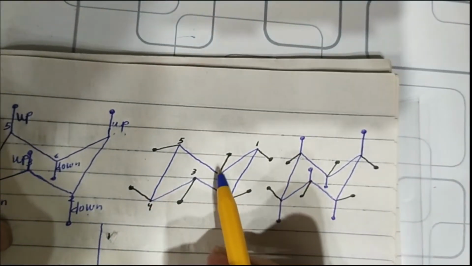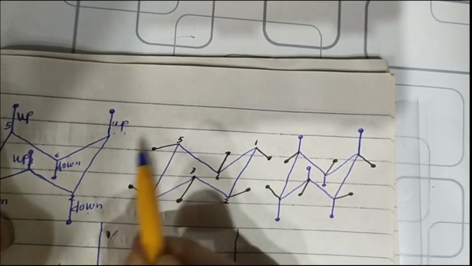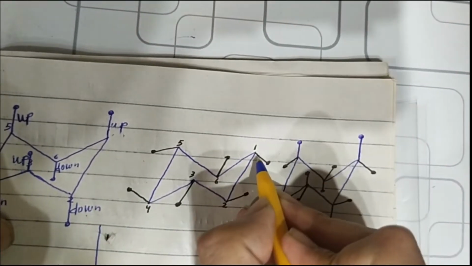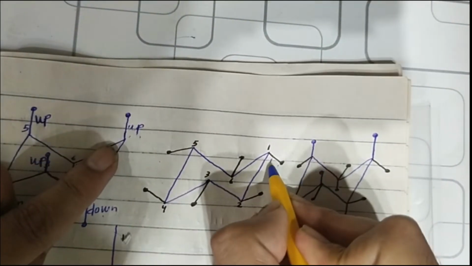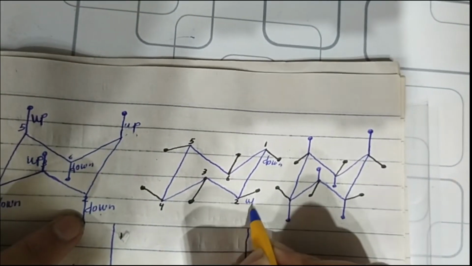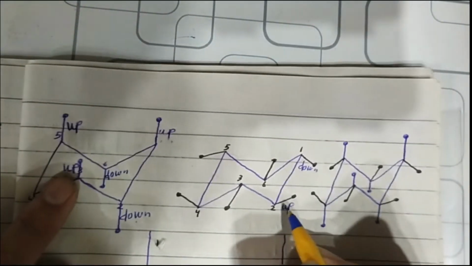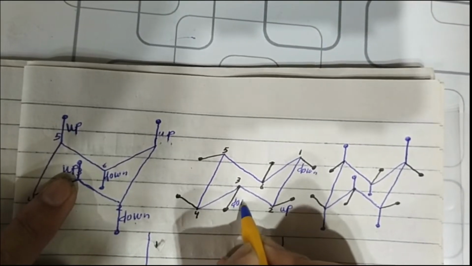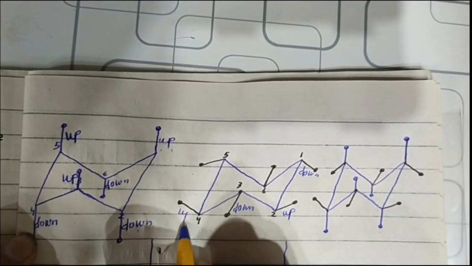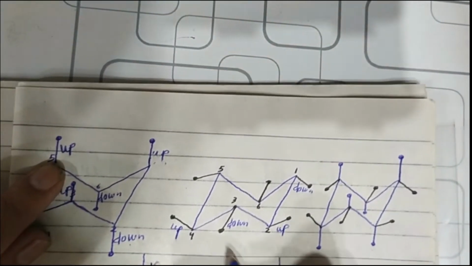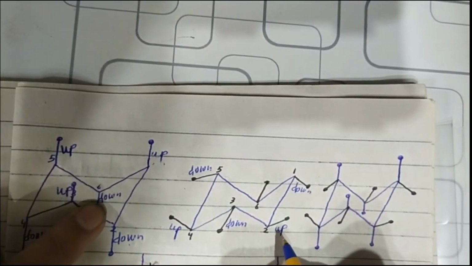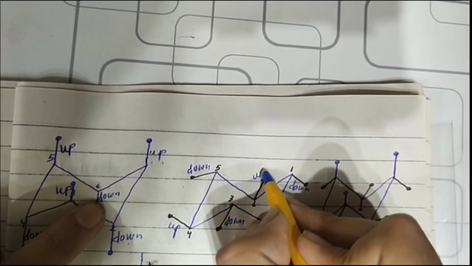Now this is also the chair conformation of cyclohexane, and these colors show the equatorial bond. This is up, then this is down. This is down, so this is up. This is up, then this is down equatorial. This is down, then this is up equatorial. This is up axial, then this is down equatorial. This is down axial, then this is up equatorial.